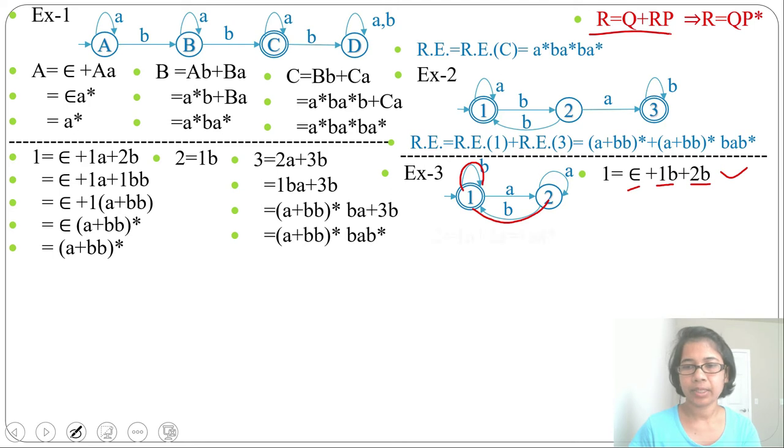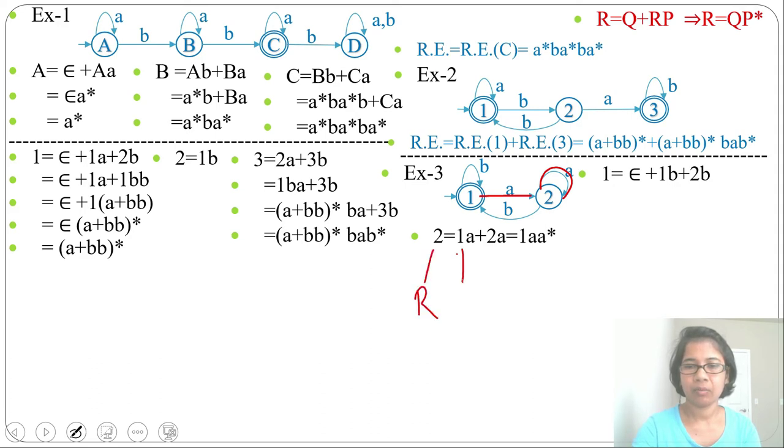Try to find for state 2. For state 2, what are the incoming edges? From state 1 by A, you can reach to state 2. From state 2 by A, you can reach to state 2. So state 2 will be 1A plus 2A. Now this is in this format. This is our R. 1A that we write as a Q, and 2 that is our R, and A that is our P. So we'll write in Q P star.